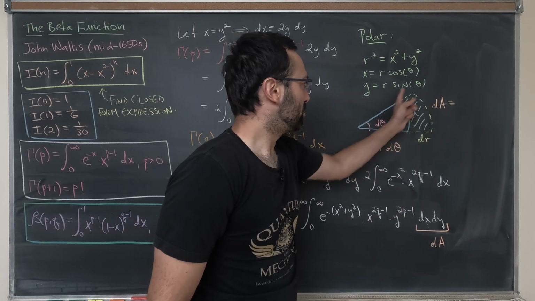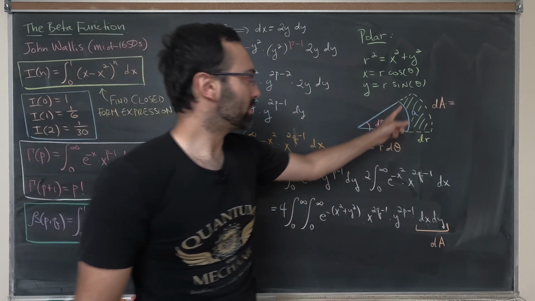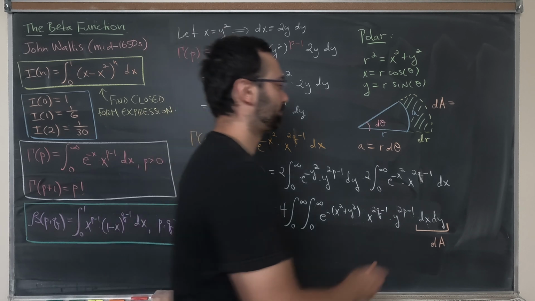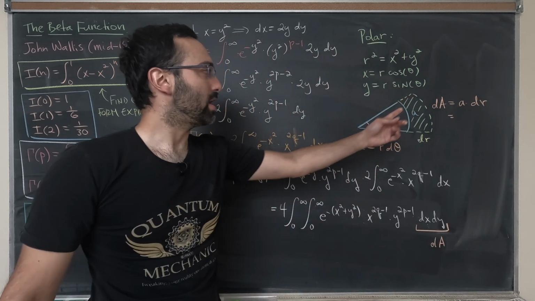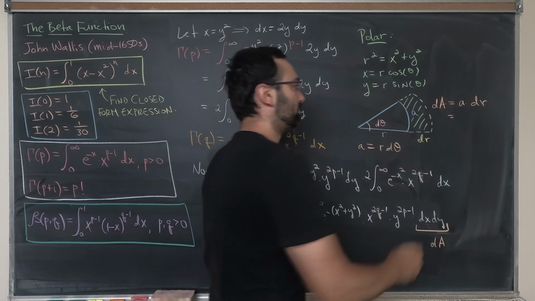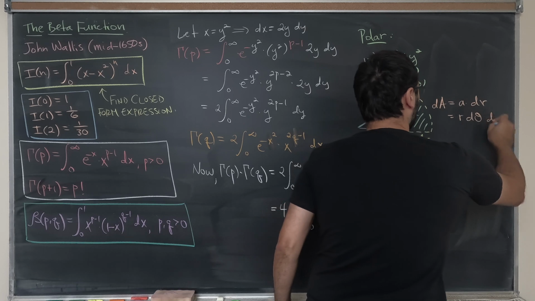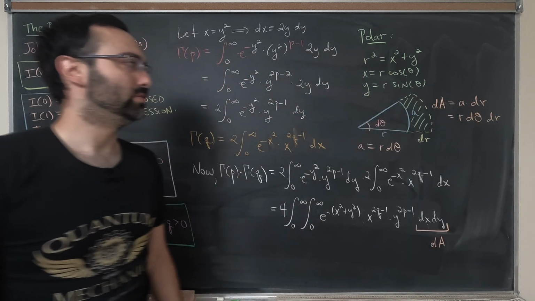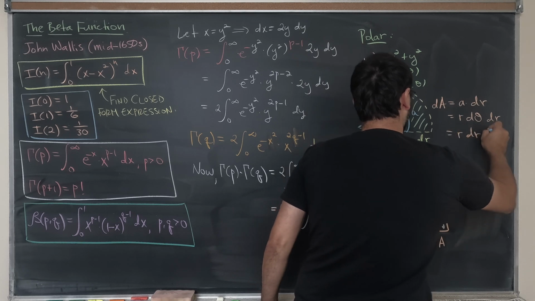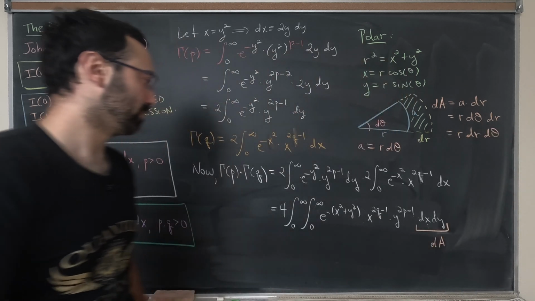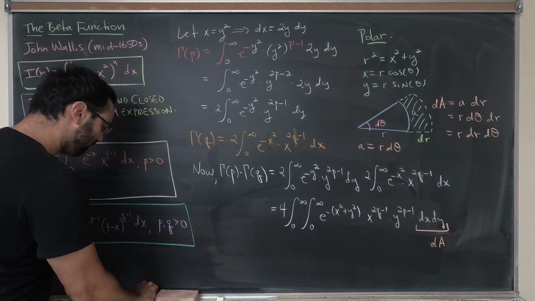And since this is essentially a rectangle, this little shaded green area, its area is A times dr. But since A is r d theta, we have dA equal to r d theta dr, or usually written as r dr d theta. Okay, well that's great. So now, what we have is the following.